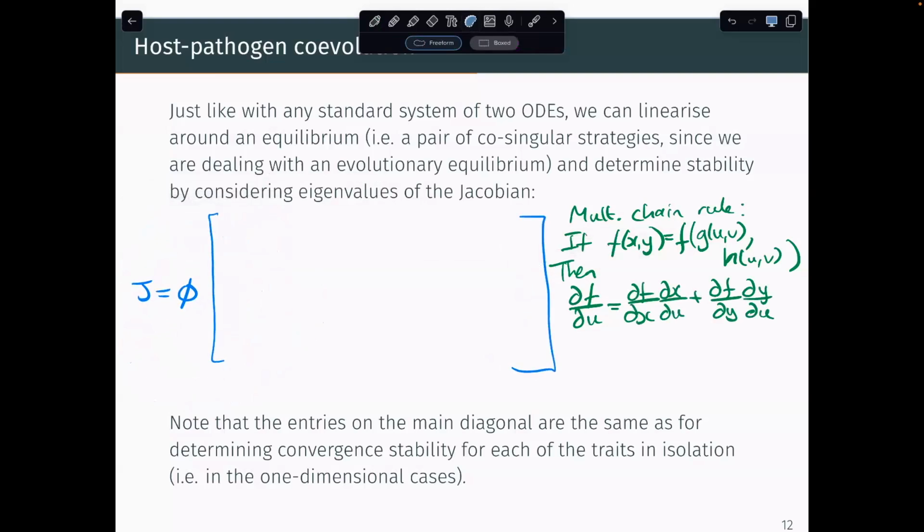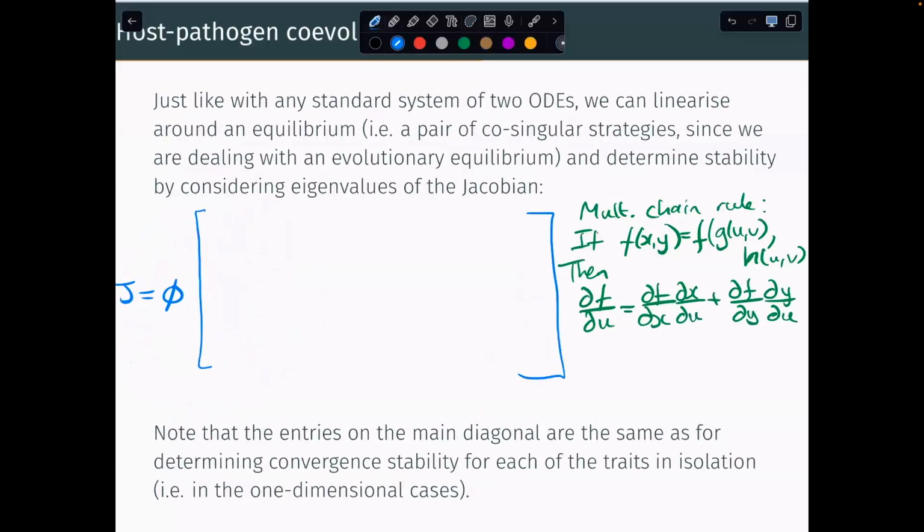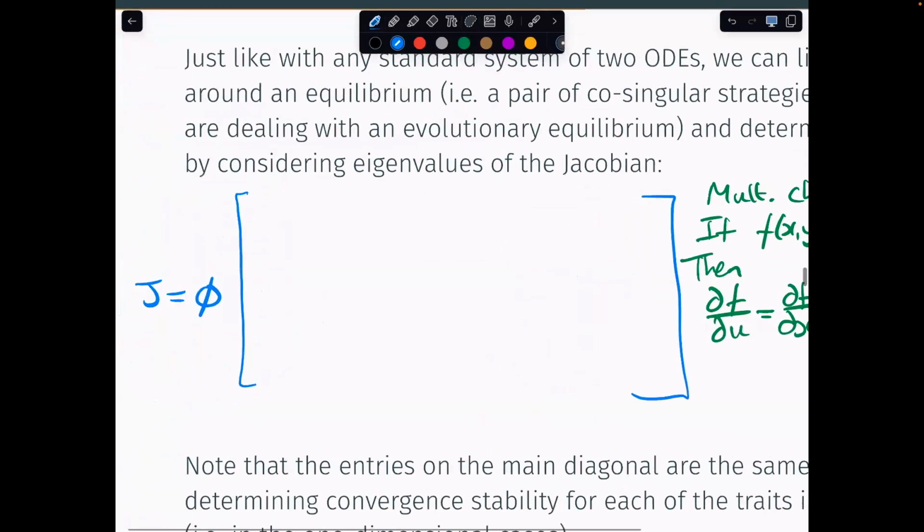So if we apply that, then we end up with something that looks kind of complicated. We end up with our second order derivative of host invasion fitness, WU, with respect to UM, and then we have a cross derivative with respect to UM and U.